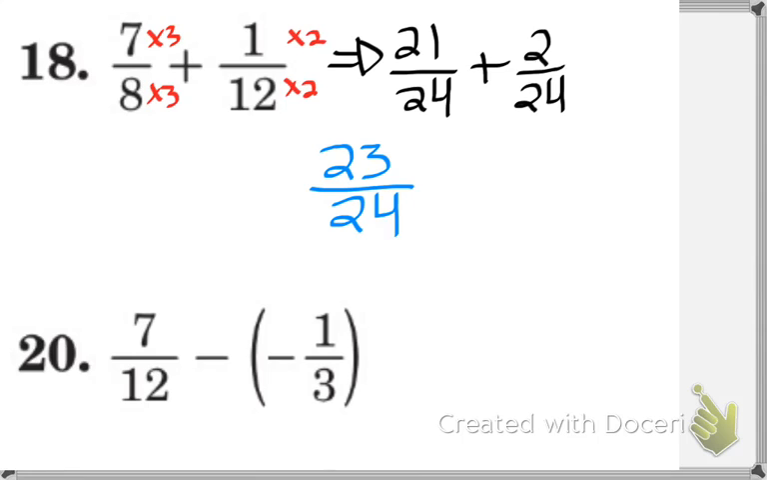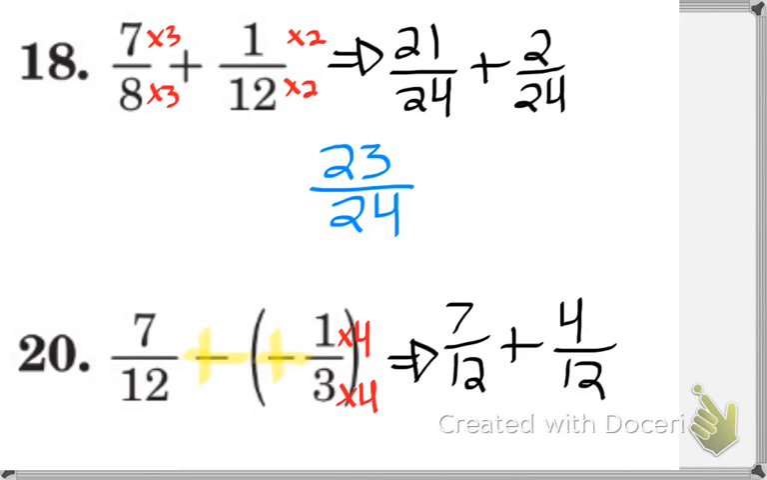Number 18, we get a common denominator, and then we get 23 over 24. That does not simplify, so that is our final answer. Hit pause, try number 20 if you haven't done so already. Okay, we end up with 7 over 12 plus 4 over 12. 7 plus 4 is 11, so we have 11 over 12. And 11 over 12 does not simplify, so that is our final answer for number 20.